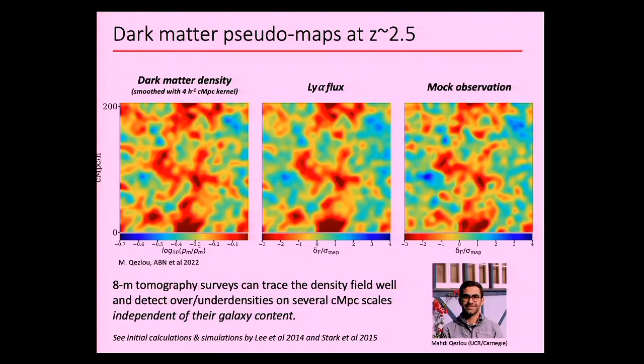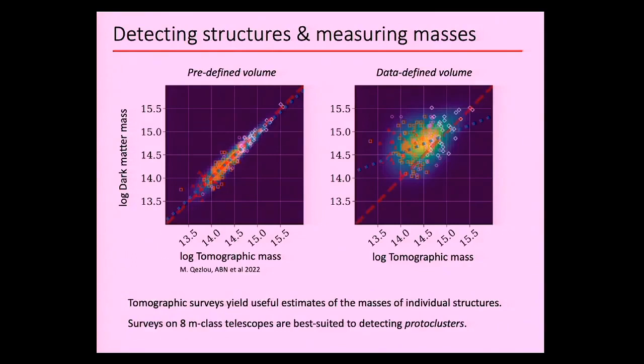So that's pretty exciting. And the other thing that's interesting about having these maps, besides locating and tracing out the positions of over-dense and under-dense regions, is that you can estimate their masses. Usually this is tremendously hard to do for structures at high redshift. They're not virialized yet. You don't have really massive collapsed halos. But with IGM tomography, you can get a pretty decent handle.